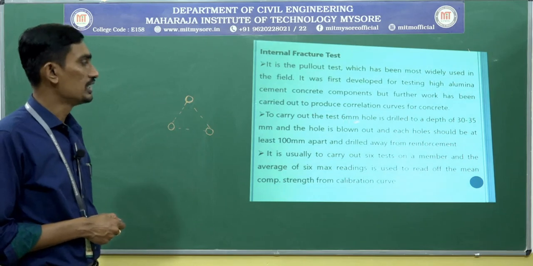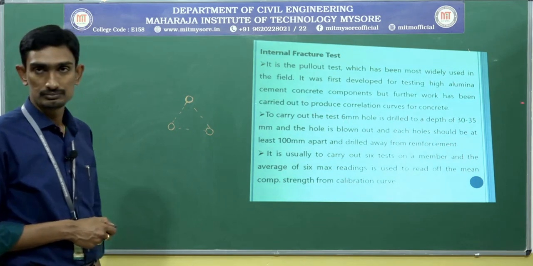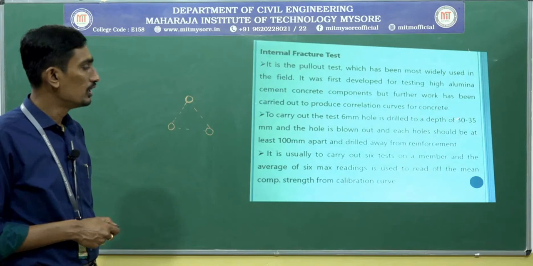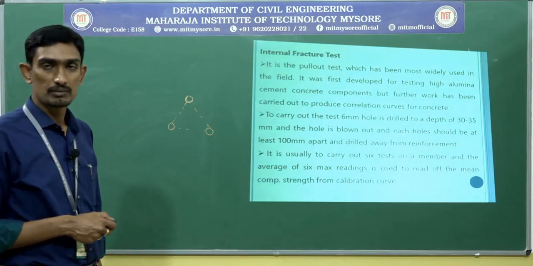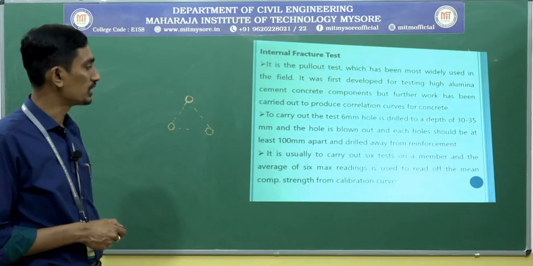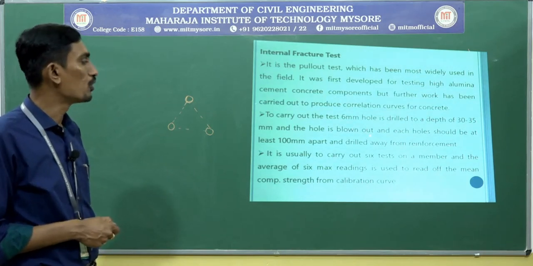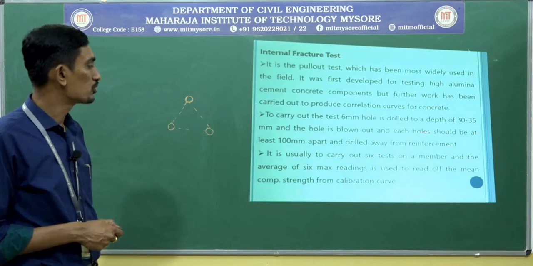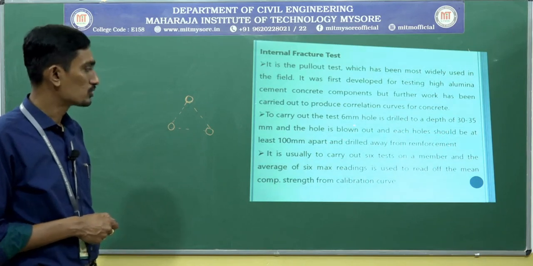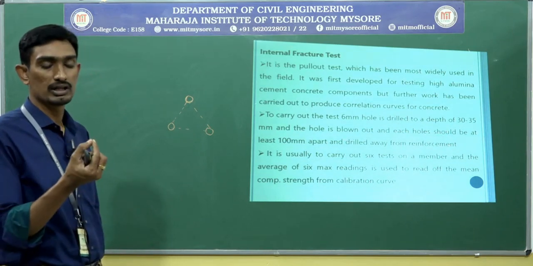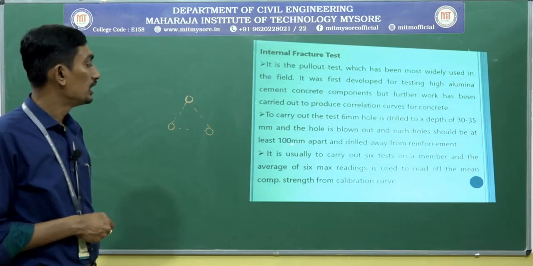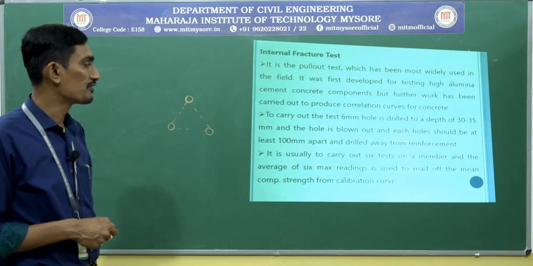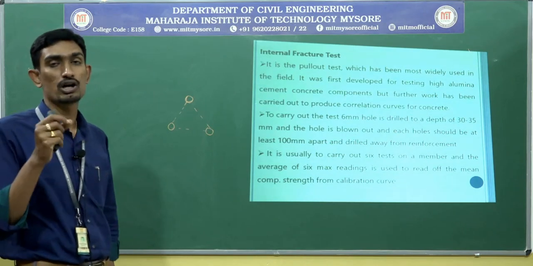To carry out this test, a 6 mm hole is drilled to a depth of 30 to 35 mm, and the hole is blown out, and each hole should be at least 100 mm apart. You are going to blow it out because whatever dust is there, you need to blow out. Each hole should be at least 100 mm apart and drilled away from the reinforcement. So the reinforcement should not get disturbed.